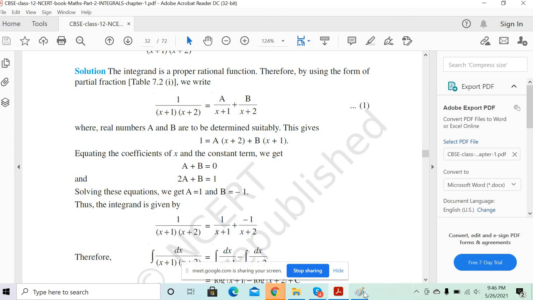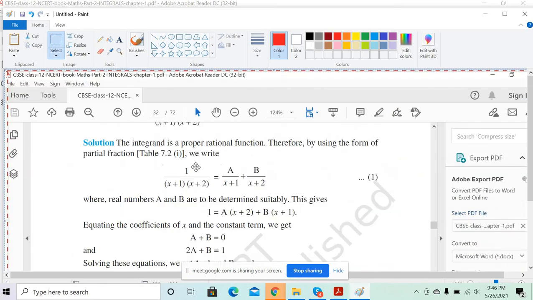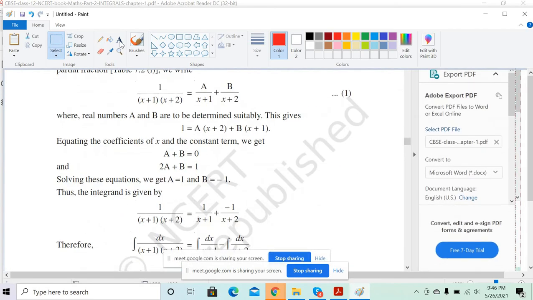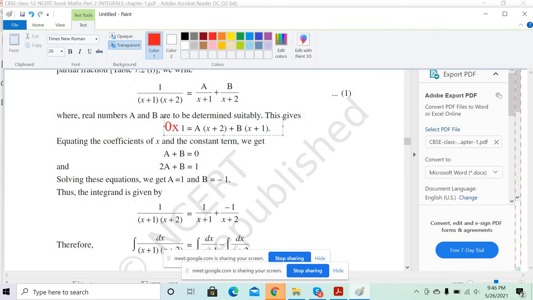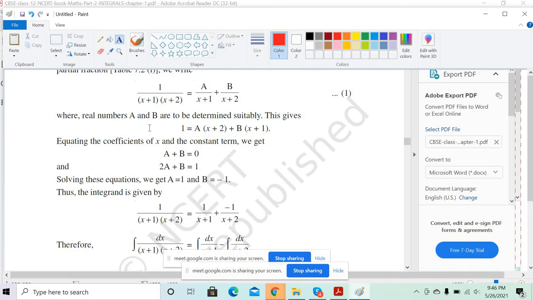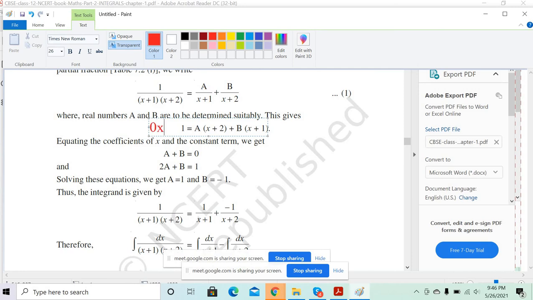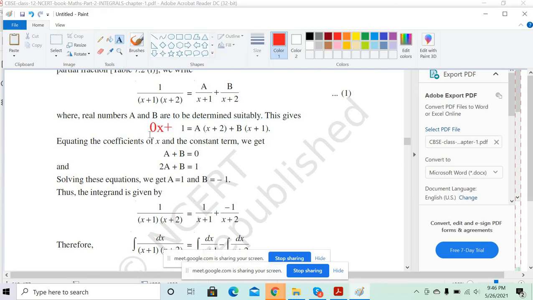Let me explain so that it becomes clear to you. So this is 1 here. This I can represent as 0x plus 1, isn't it? So here the coefficient of x is 0, so here also the coefficient of x should be 0. What is the coefficient of x here? a is here and b is here.